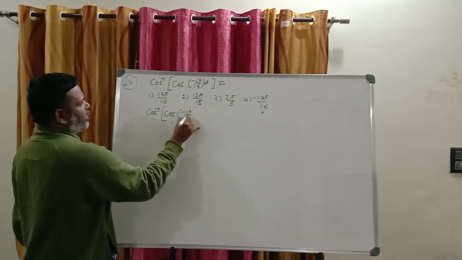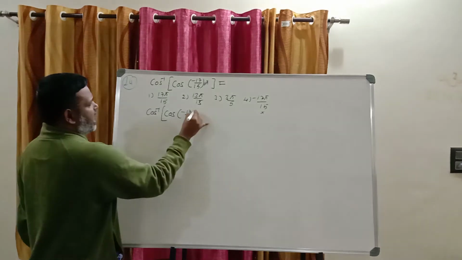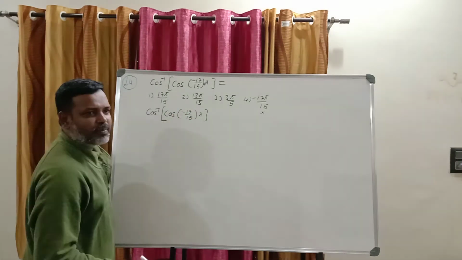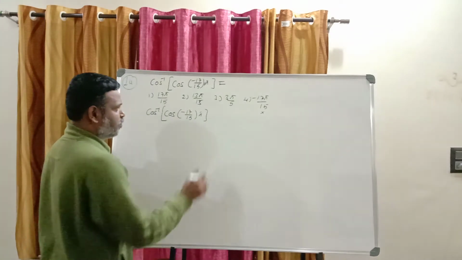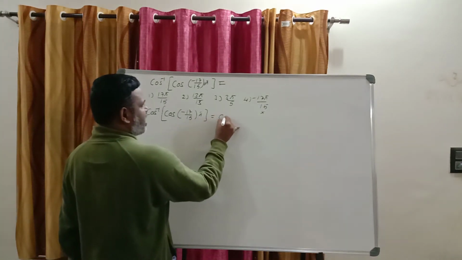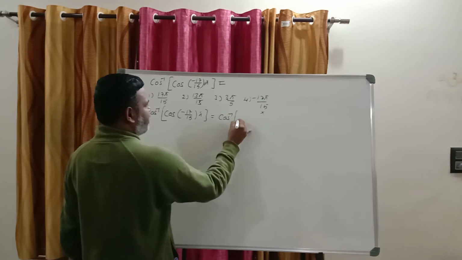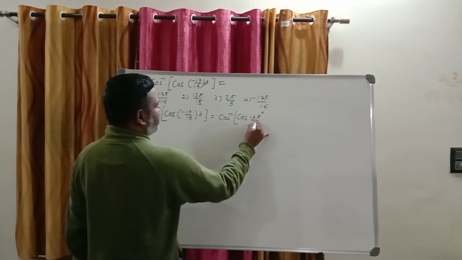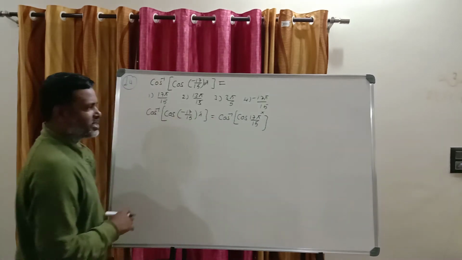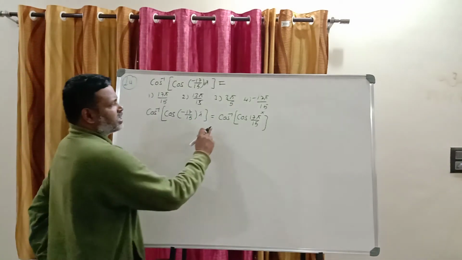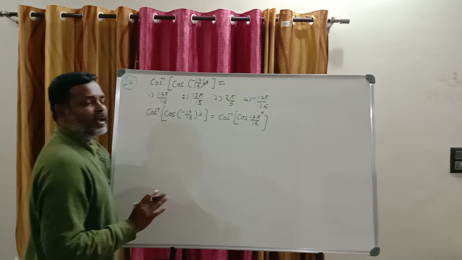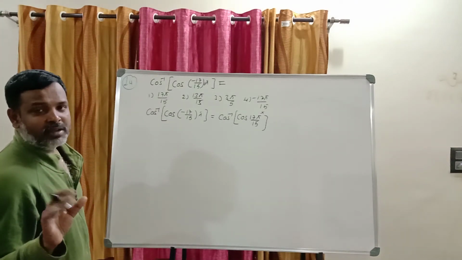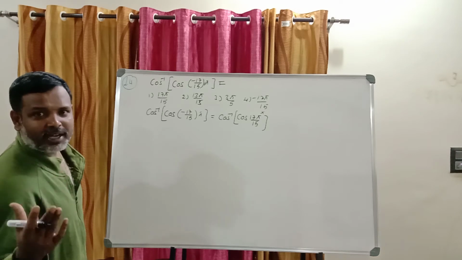Minus 17 by 15 pi, can I call it cos of minus theta? Cos of minus theta is plus cos theta, so that becomes cos inverse of cos of 17 pi divided by 15, because cos of minus theta is plus cos theta. Now for cos inverse and cos to cancel, it must be in 0 to pi. When it goes outside 0 to pi, we cannot cancel it out.